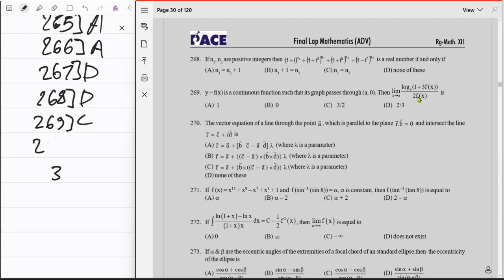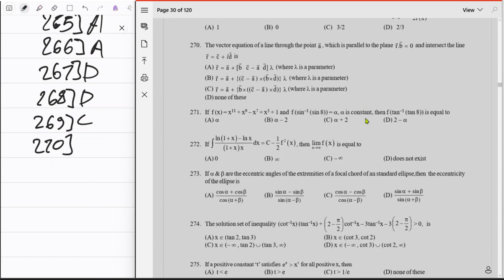Next question, 270. 270 is the vector equation of a line passing through the point A, which is parallel to the plane r dot p vector equal to 0 and intersects the line. This line is, okay, parallel to this thing. So dot with that is 0. Intersect this line. Oh, it intersects this line, huh?